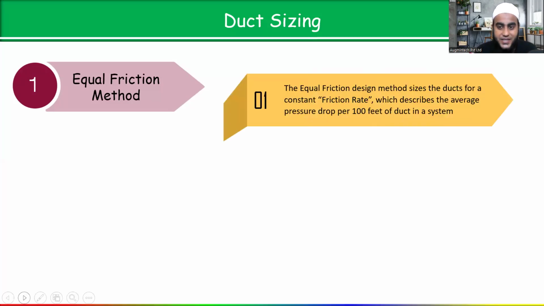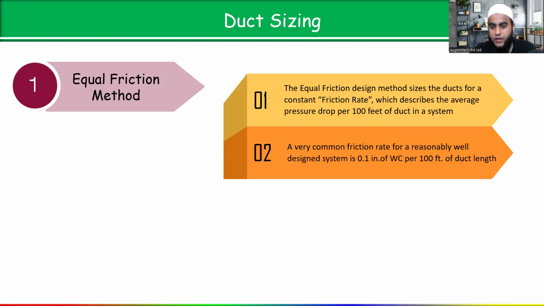The equal friction design method sizes the duct for a constant friction rate or constant head loss, which describes the average pressure drop per 100 feet of duct in a system. It means in this method, if you are using the equal friction method for duct sizing or duct designing, remember that at every 100 feet of duct length, you have to maintain the constant head loss or constant friction rate.